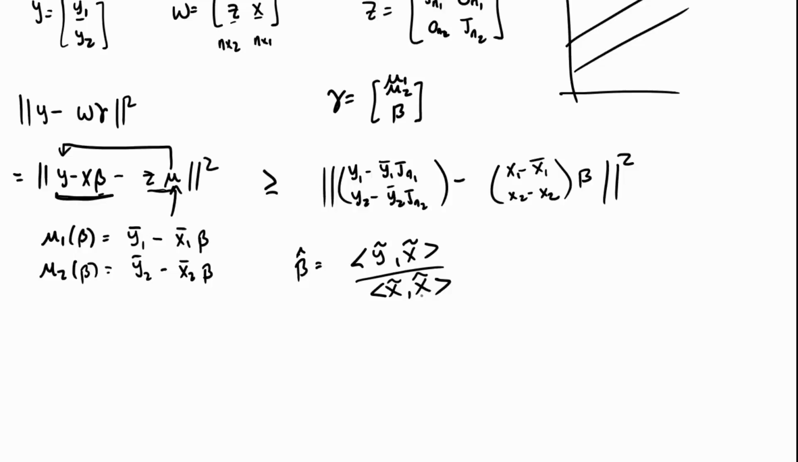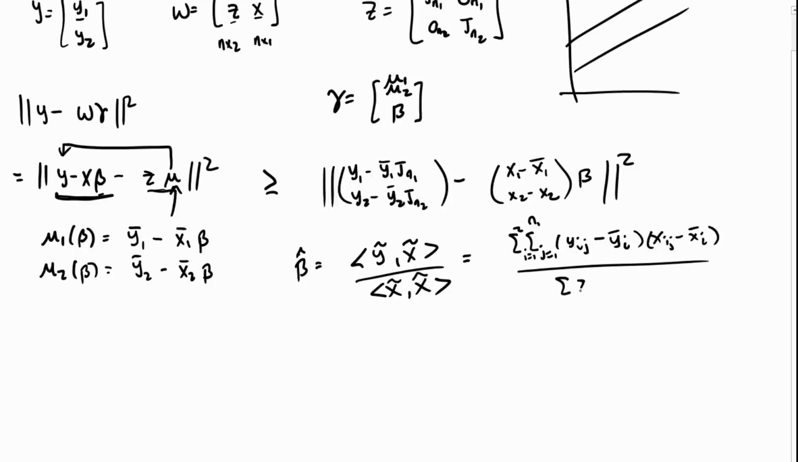And you can show, and I have this in the notes, well, let's just do it really quickly here. What does this work out to be? This works out to be the double sum over i and j of (y_ij minus y bar i), with i equal 1 to 2 and j equal 1 to n sub i, times (x_ij minus x bar i), all over the double sum of (x_ij minus x bar i) squared. And let me just explain my notation here.